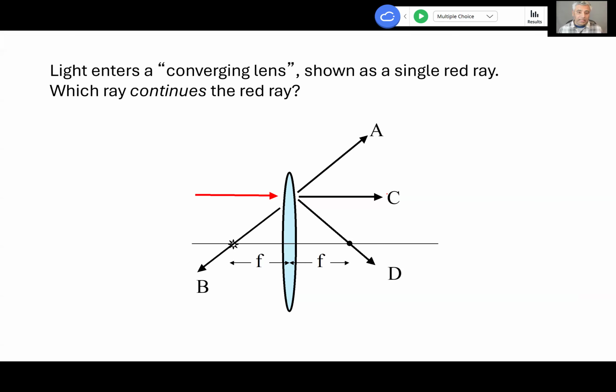So now for the lenses, for example, last time we talked about mirrors. So here it's a lens. So light refracts through the lens. So what do you think is the correct answer in this case?